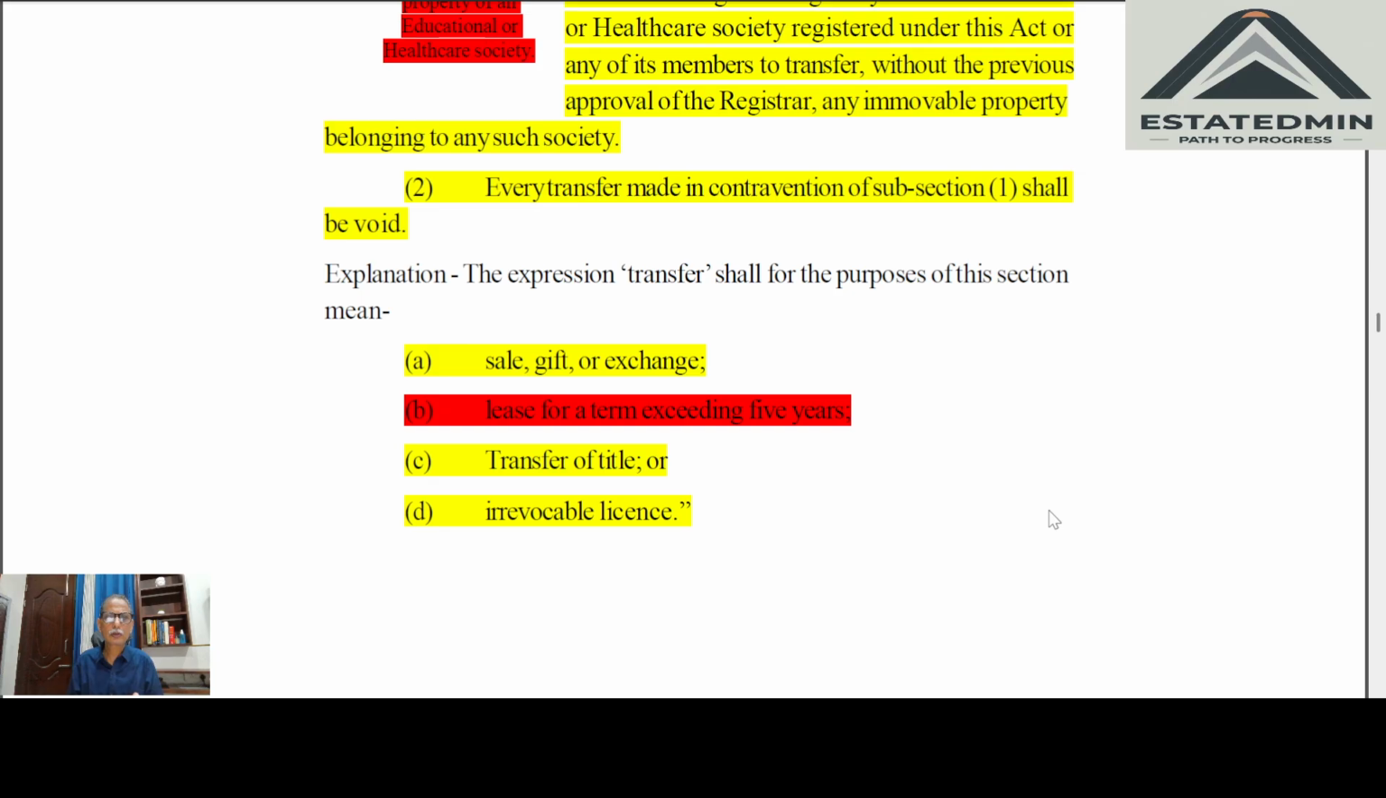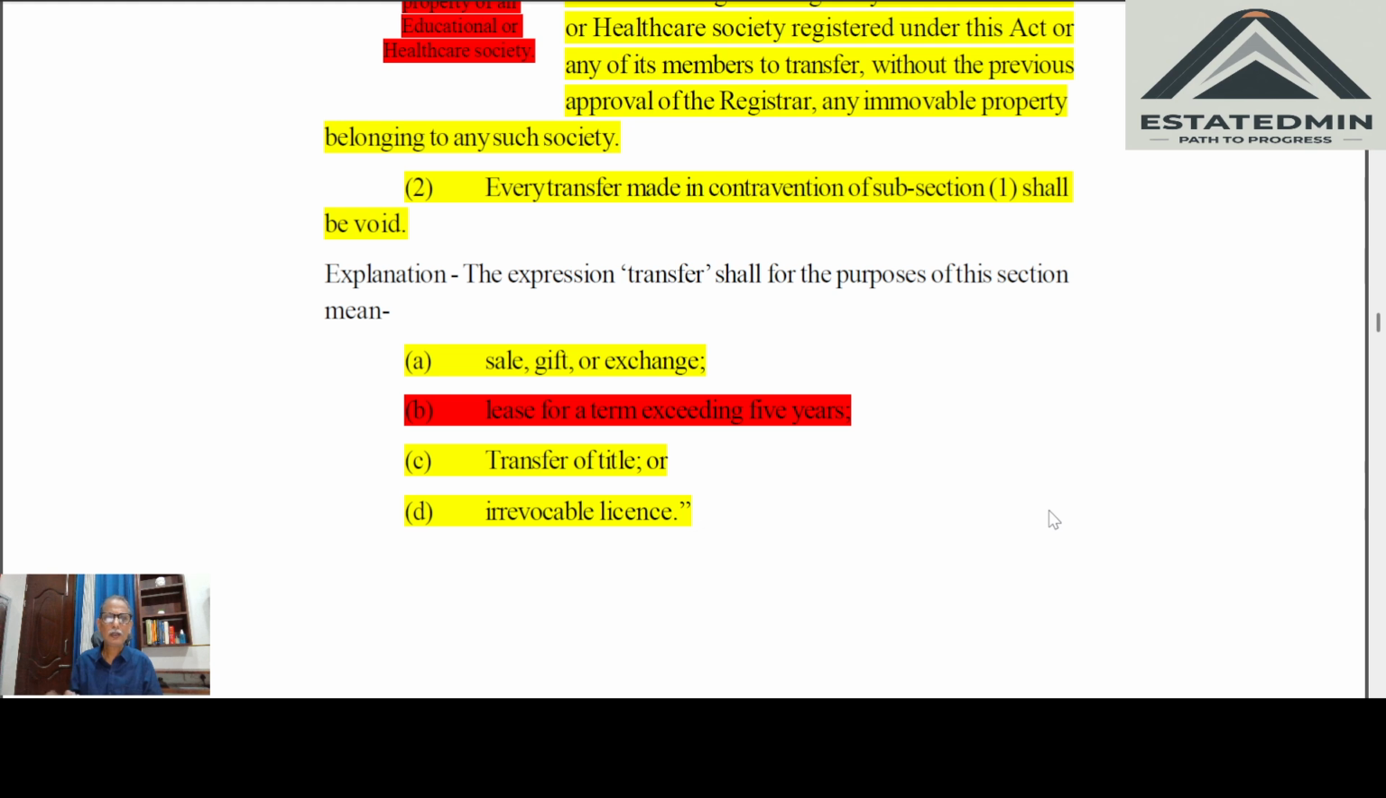So expression transfer for the purpose of this section means any sale, any gift, or any exchange. It also covers lease for a term exceeding 5 years. If the school or the institution has been given on lease for improvement or something, but if this lease is exceeding a term of 5 years, then prior approval has to be taken, though it is not permanent transfer.